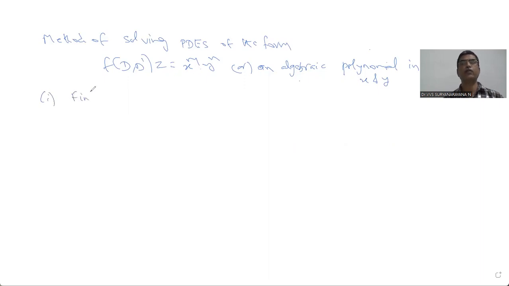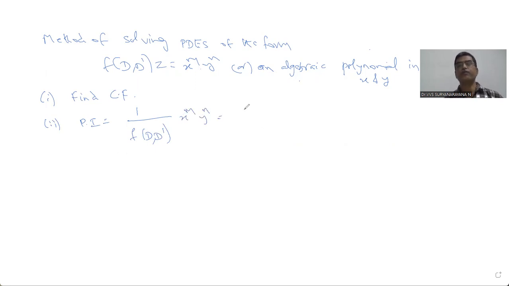So find the complementary function as usual. That is step 1. Already you know how to find the complementary function, so let us not waste much time on this. Now find the particular integral. As usual, particular integral means 1 by the LHS operator operated on the right hand side.